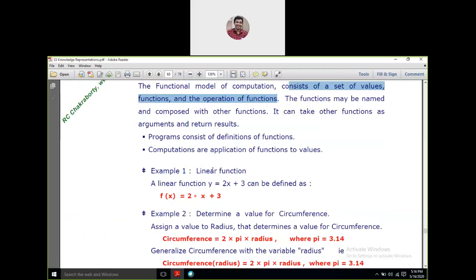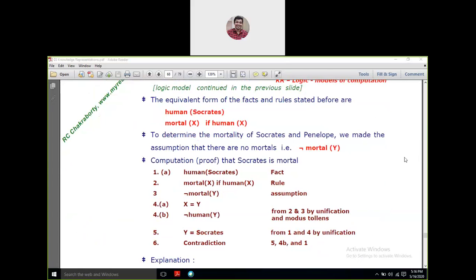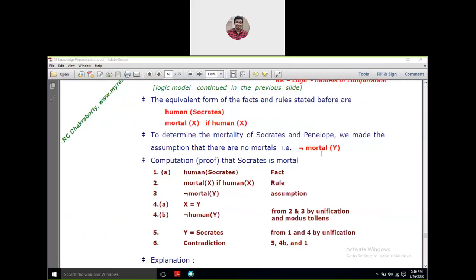Now, from here you have to pay a lot more attention. Here, just pay a little attention. Like, to determine the mortality of Socrates, we have been provided with certain facts, rules, and certain contradictions. For the first time, we'll be including the term contradiction out here. So, in our first statement, that means 1a, what do we have? Socrates is a human being. This is a fact that has been given to you.